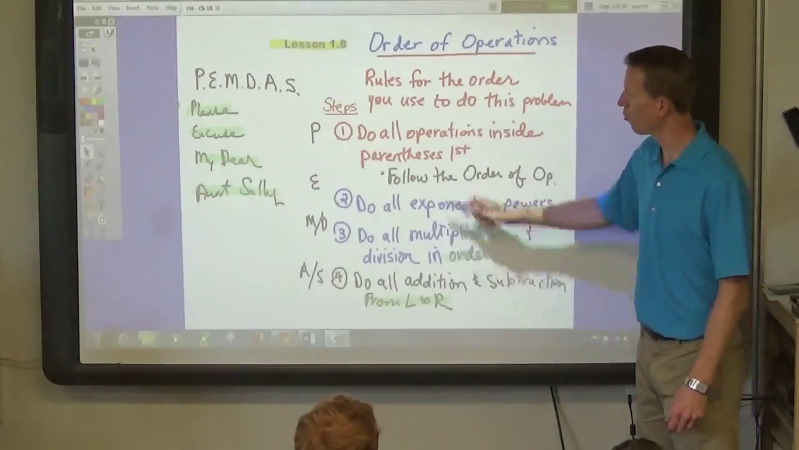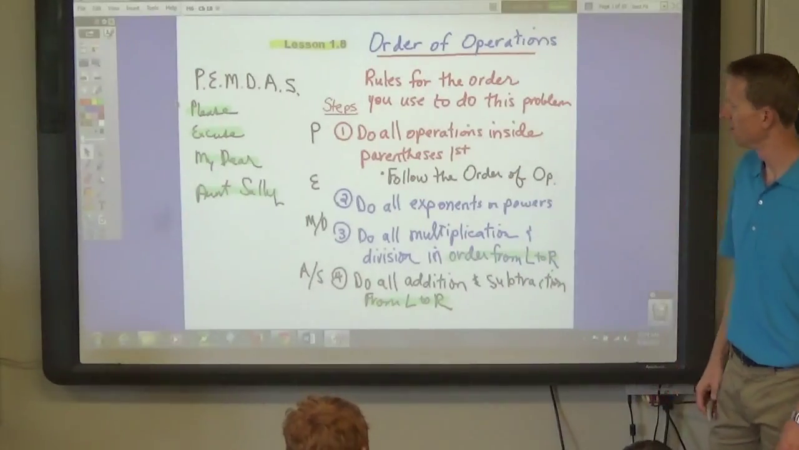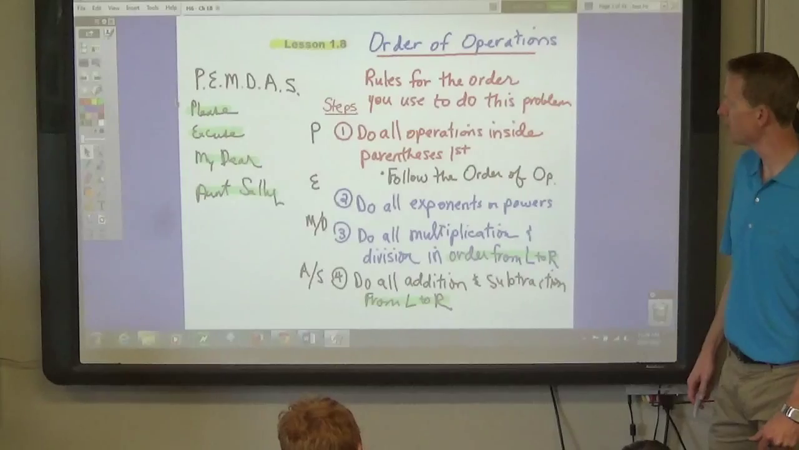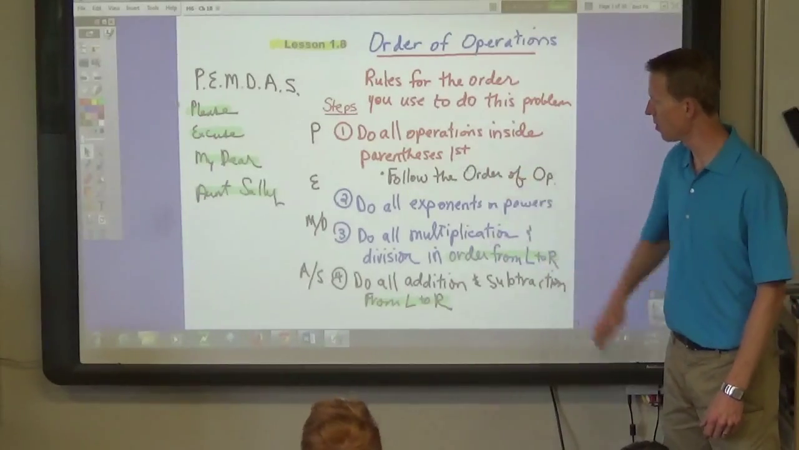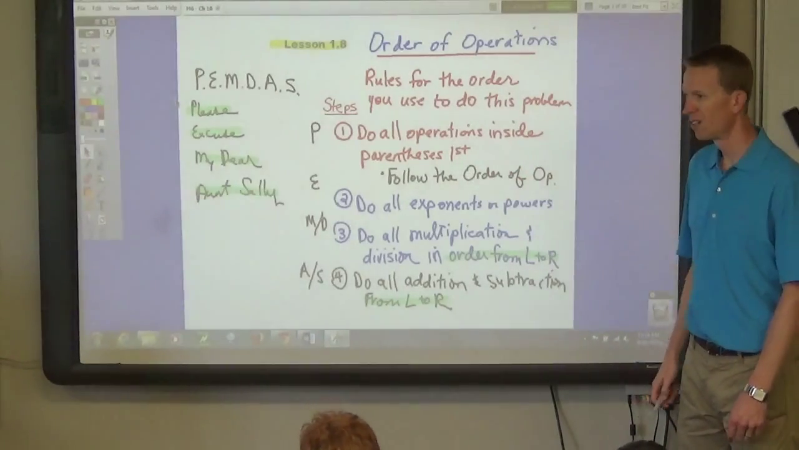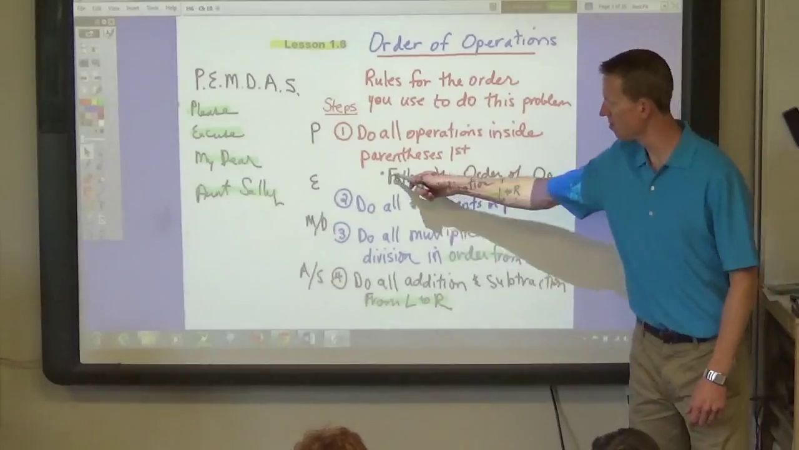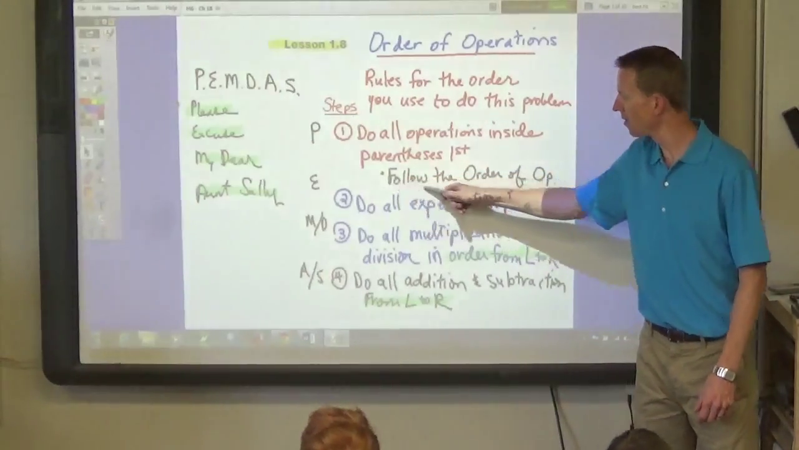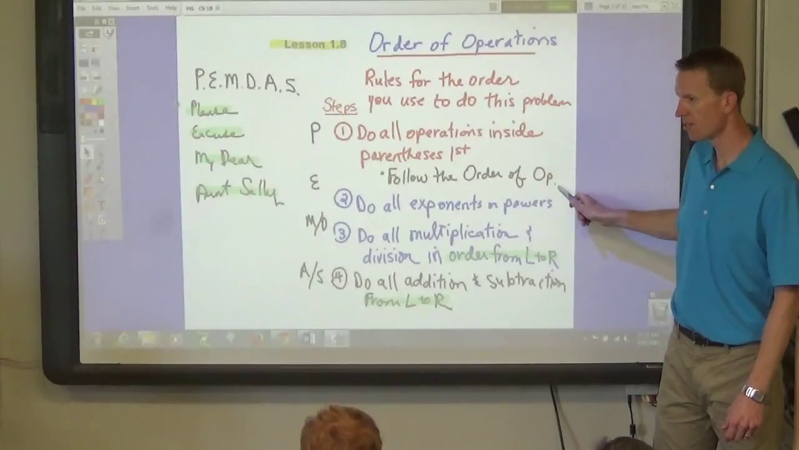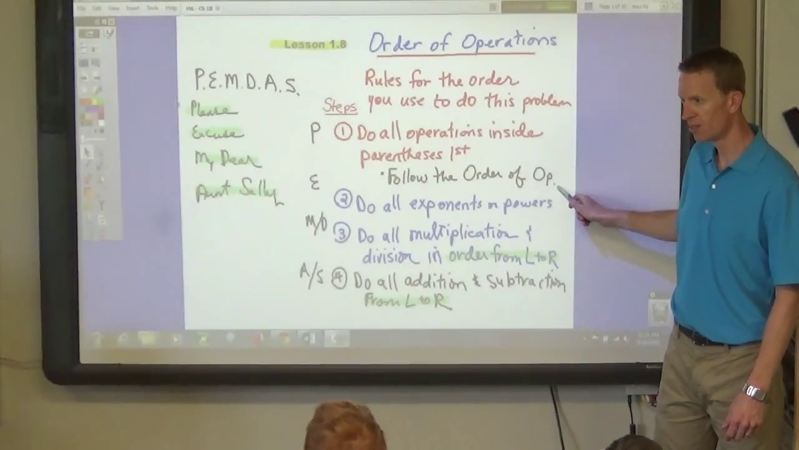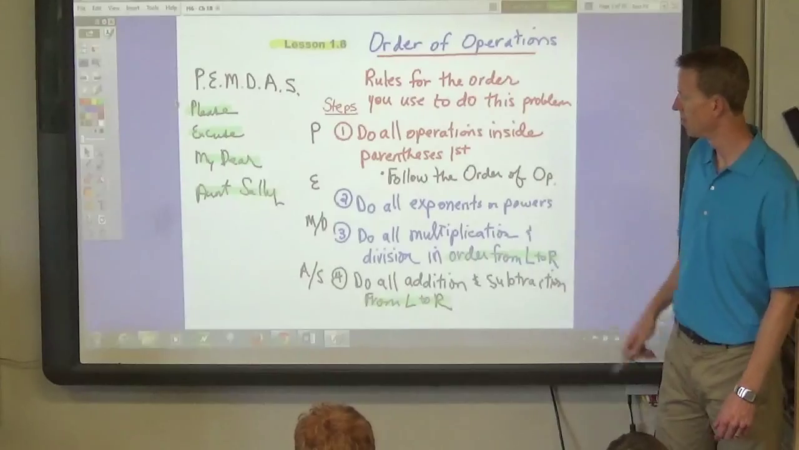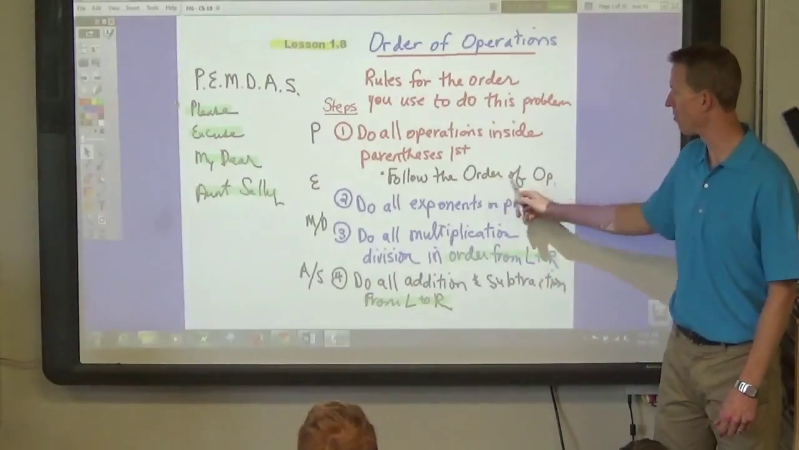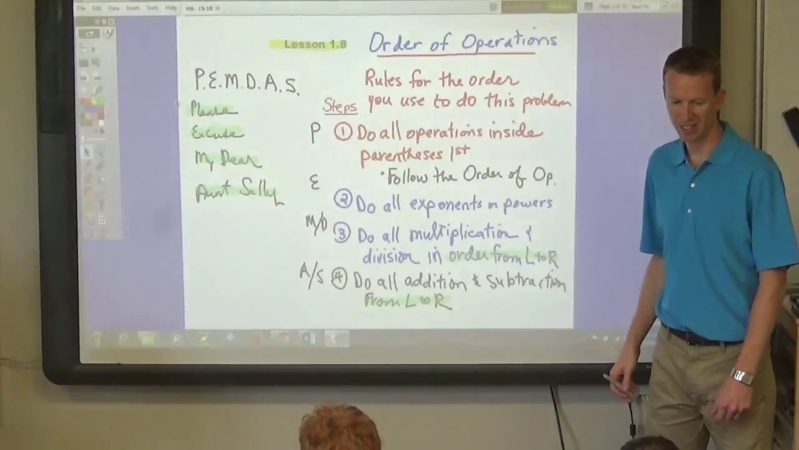So step 1. Do all the operations inside parentheses first. Also it says, as a bullet point for the first step, follow the order of operations. That's what order of op stands for.